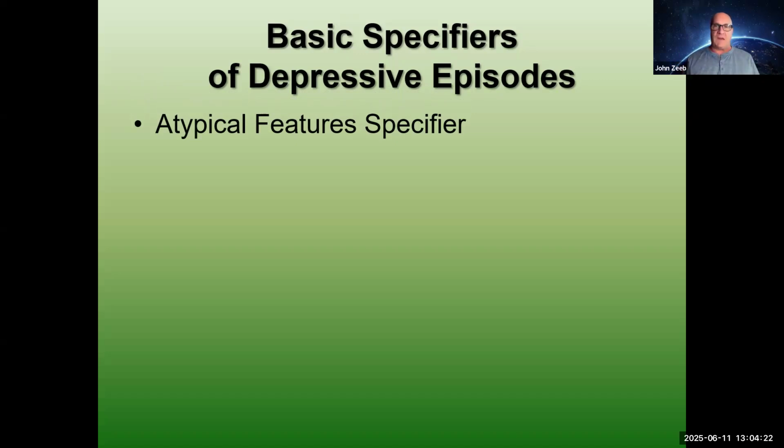Here we're seeing symptoms that seem unusual or unexpected. For example, the person may oversleep, overeat, show anxiety, or gain weight. These are important because they're associated with different factors, including an earlier age of onset. They also are associated with a greater percentage of women, so we see this more in the female population.